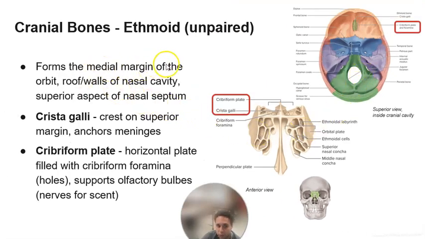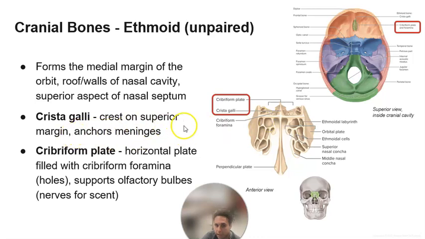So it forms the medial margin of the orbit. So again, part of the orbit, it forms the medial part of the orbit, the roof and the walls of the nasal cavity, and the superior aspect of the nasal septum. So when people break their bones, sometimes they also break that bone over here because this forms the superior aspect of your nasal septum.